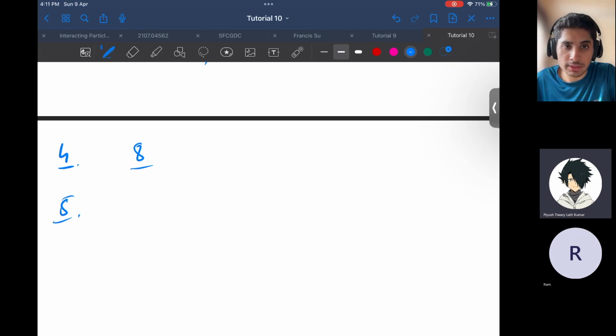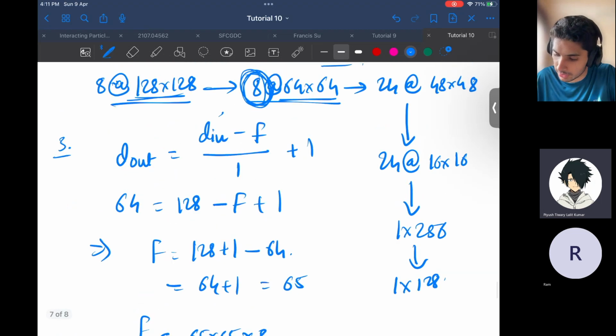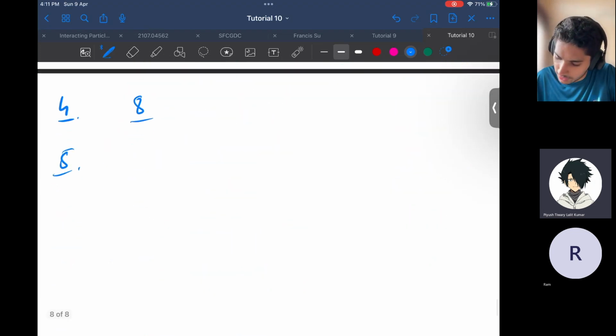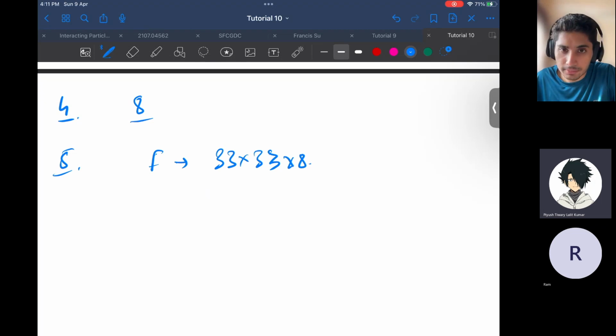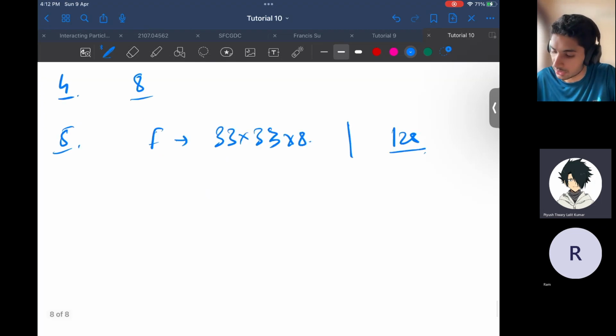Then there is the fifth question. If the dimension of the filter at the max pool one layer, so this is the max pool one layer, is 33 cross 33 cross 8, and the number of filters is 128. It is given that there are 128 such filters. What will be the dimension of the output layer?